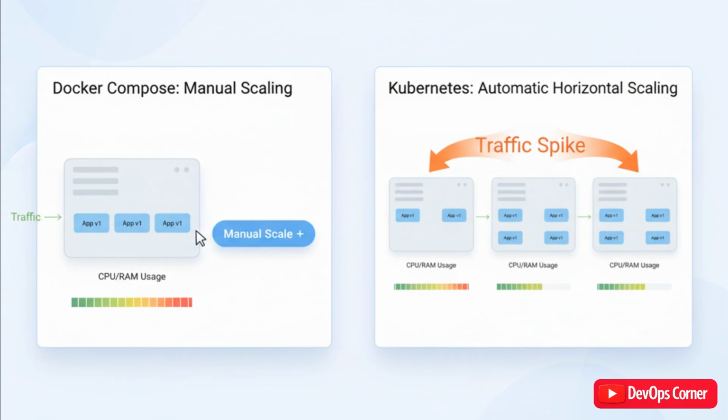Kubernetes is built for this. You can configure it to watch things like CPU usage. When traffic surges, it automatically scales out, adding more copies of your containers across all the available machines in your cluster. It can even add new machines to the cluster if it has to. And then, when the traffic dies down, it scales everything back down. That is true elastic automated scaling.